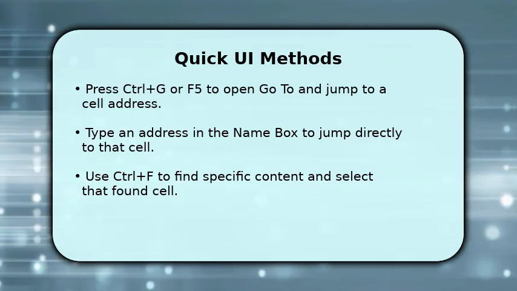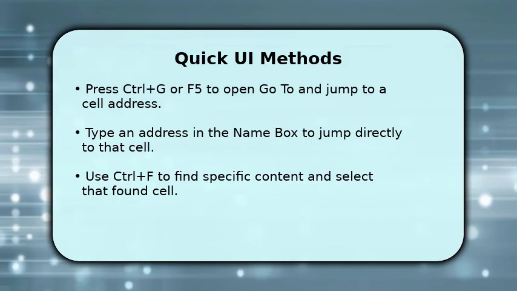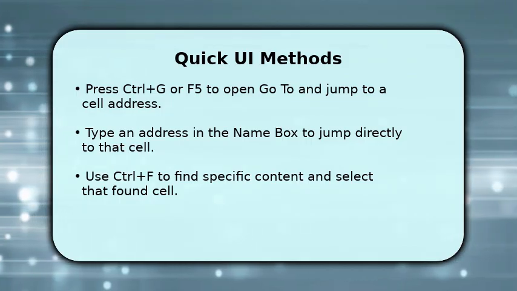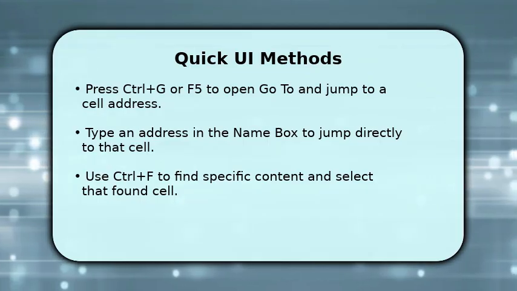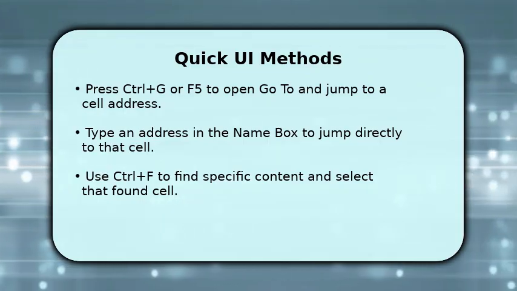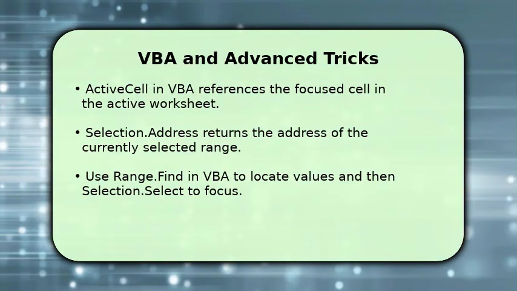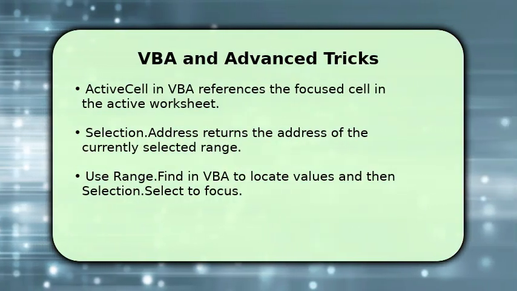To select cell ranges, type A1:C10 in the name box and press Enter to focus the first cell in the range. Automate focus tasks using simple VBA when UI methods are insufficient. In VBA, ActiveCell references the focus cell on the active worksheet at that moment.